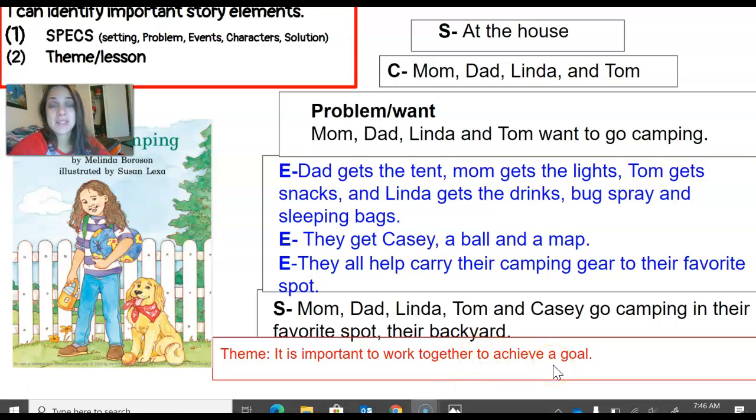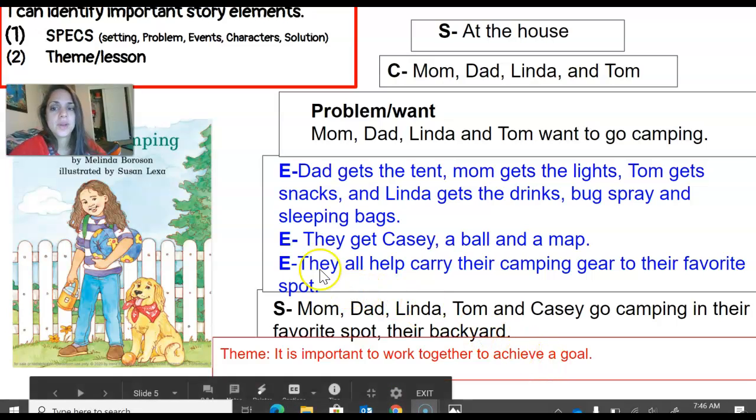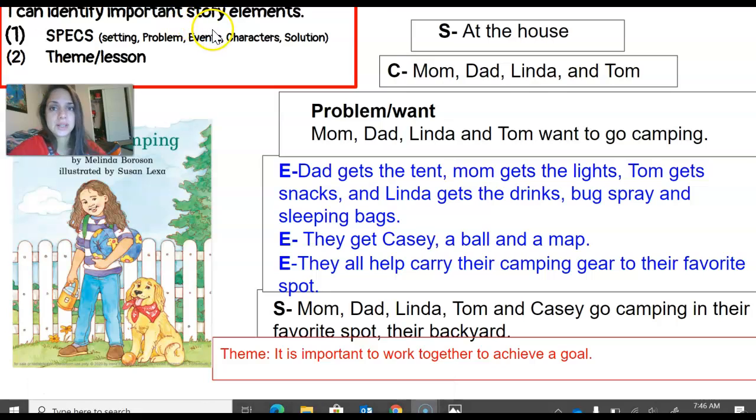That seems to be a common theme throughout the stories that we read. A lot of the characters work together to get what they want. So that teaches us that it's important for us to work together to get what we want or to solve a problem. So in our new book today, we are going to identify the important story elements and think about the theme or lesson.